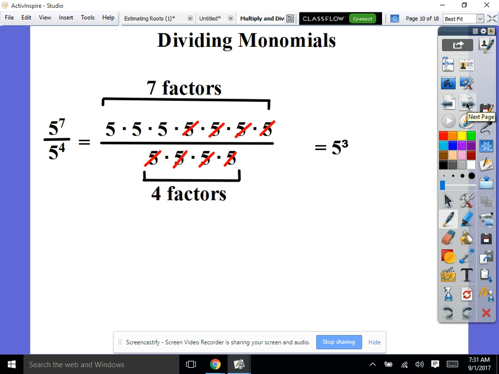Now if we divide monomials, we have 5 to the 7th, which means we have 5 times 5 times 5 times 5 times 5 times 5 times 5. We multiply it 5 times. If we divide by 5 to the 4th, we multiply 5 4 times. Now, if we put these as 5 times 5 times 5 times, and then we match up our denominator and numerator.